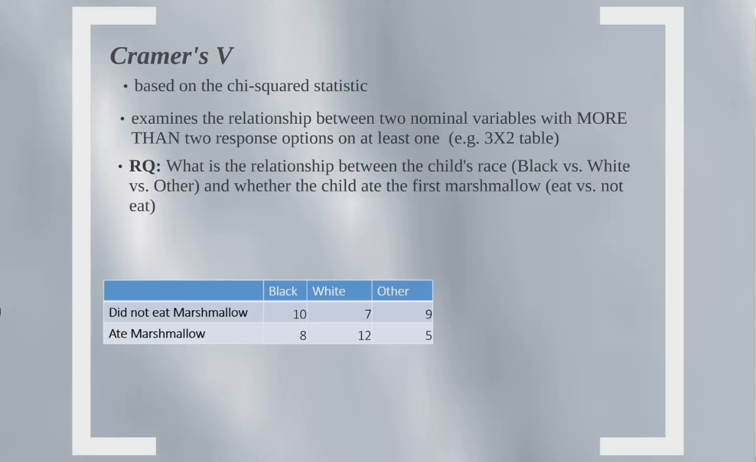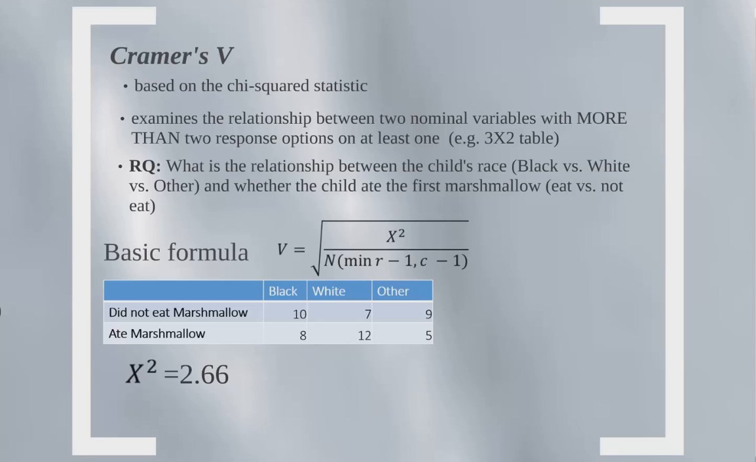As you can see, in this fictitious data, for black children, some did not eat the marshmallow, whereas 8 of them ate the marshmallow. For white children, 7 of them did not eat the marshmallow, 12 of them ate the marshmallow, and for other races, 9 did not eat the marshmallow, and 5 ate the marshmallow. And so what we can do here is, again, calculate our chi-squared statistic. As you can see, this is a little bit larger than our previous chi-squared statistic. And we can plug it into our formula here.